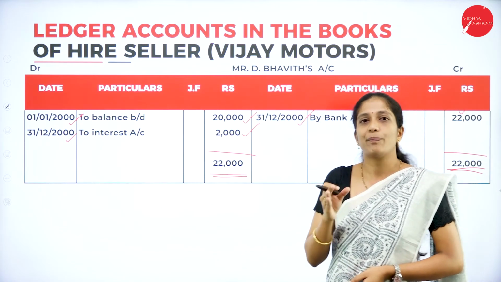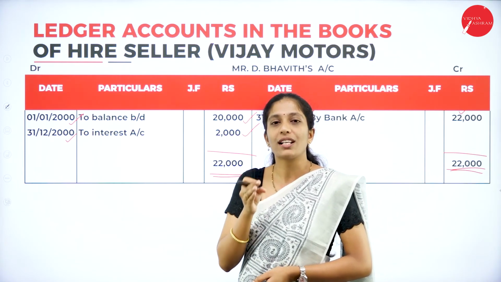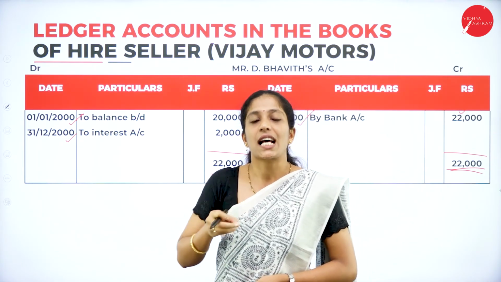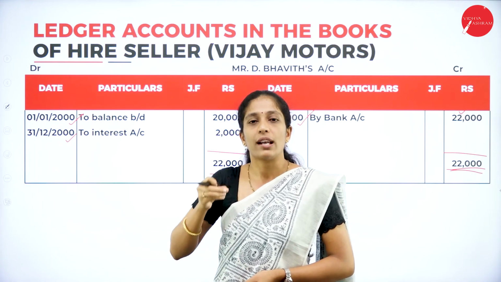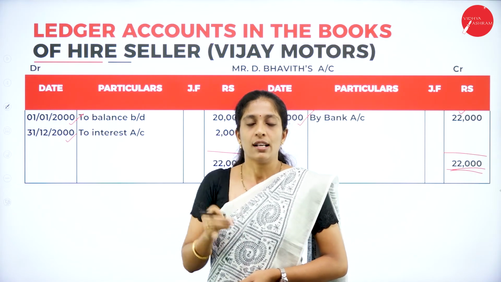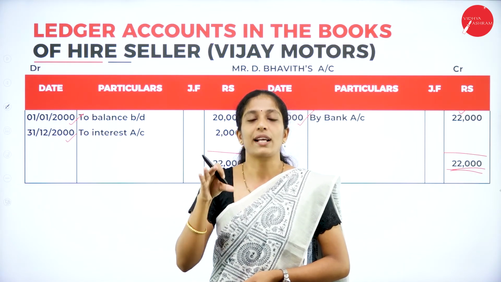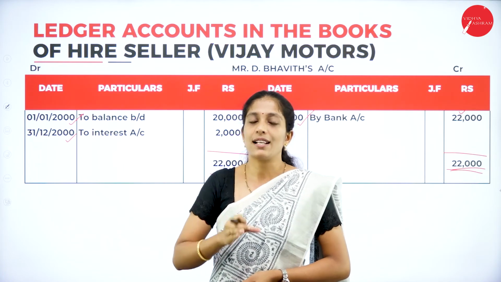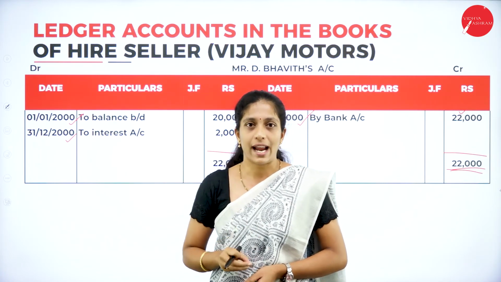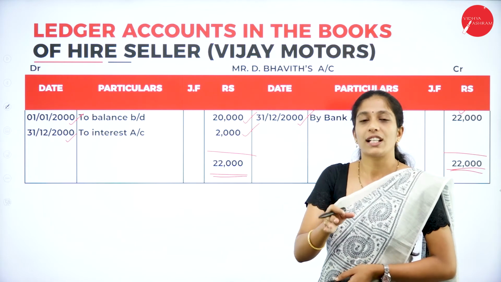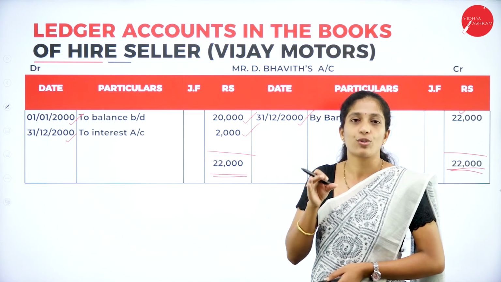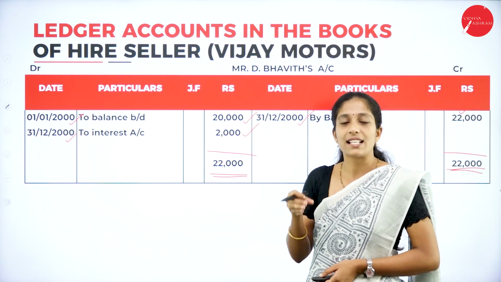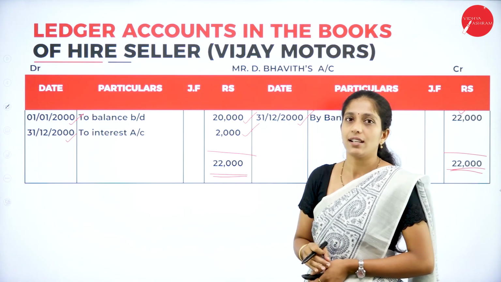So this is a very simple problem. As I told you, if you know the journal entry and these entries are repetitive in nature, you can go on recording the amounts. Once you know how to calculate the amount, then it's very easy to record all the entries. So you have to know the journal entry, at the same time you have to know the calculation. Other than that, these entries are repetitive in nature.